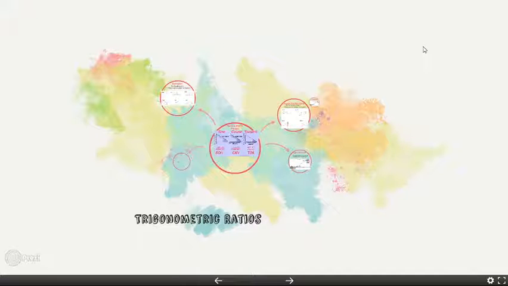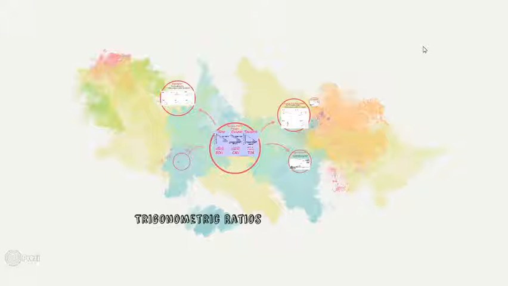Hello, my beautiful students. Today we'll be talking about something called trigonometric ratios, which we use trigonometry for, to help us solve for the sides of a right triangle.